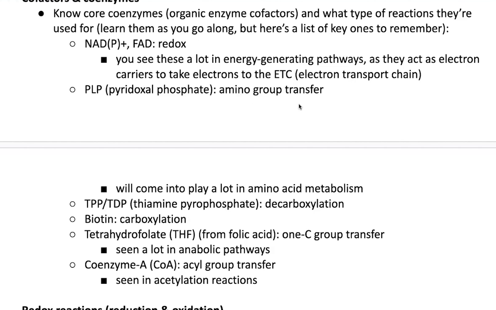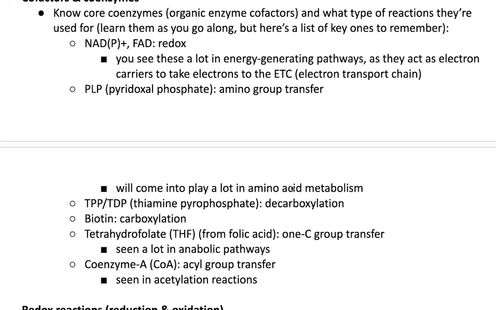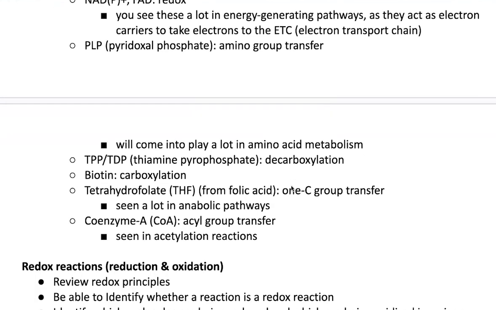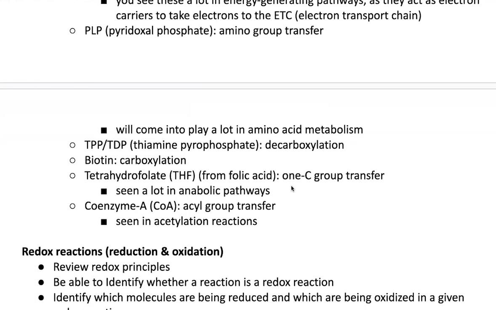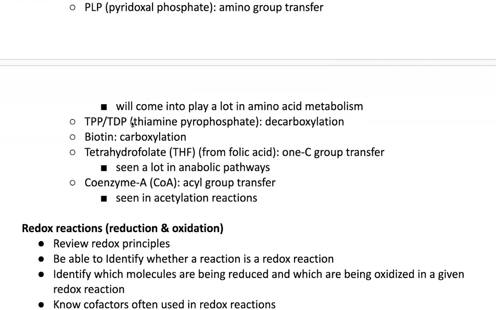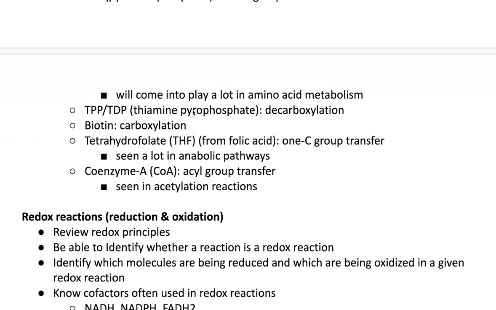This is involved with amino group transfer. So this comes into play with amino acid metabolism when we're breaking down amino acids or switching between amino acids. TPP or TDP, these are various abbreviations for thiamine pyrophosphate, and this is involved with decarboxylation. Biotin, this is involved with carboxylation. Tetrahydrofolate or THF, which comes from folic acid. This is involved with one carbon group transfer.